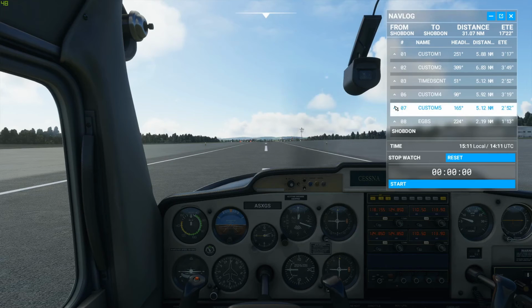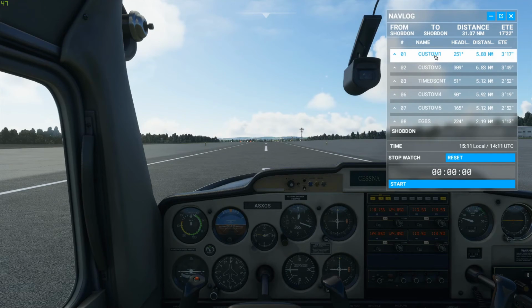So the first thing we're going to be doing is taking off. We're going to be turning to the southwest on a heading of 251 for a distance of 5.9 nautical miles, which should take us 3 minutes and 17 seconds. Now this timing is based off the cruise speed of the Cessna 152, which is about 100 knots.